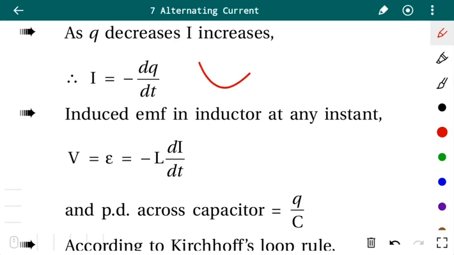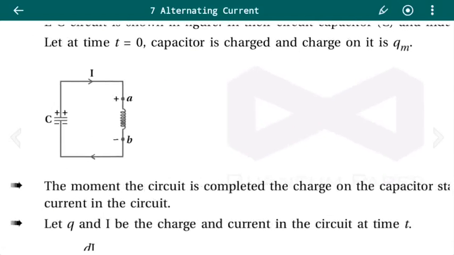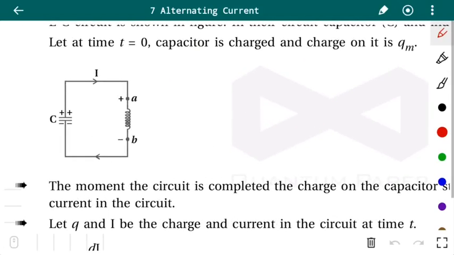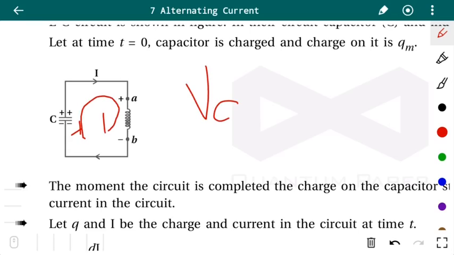Now the induced EMF in the inductor at any instant is equal to minus L di by dt, and the potential difference across the capacitor is equal to Q by C. So now let us start with this circuit, that is the capacitor. The voltage drop across the capacitor is VC. Now let us choose the clockwise direction as the path. As the path and the current are both in the same direction, the sign will be negative.